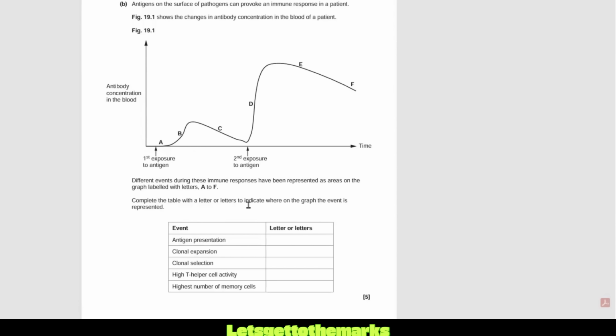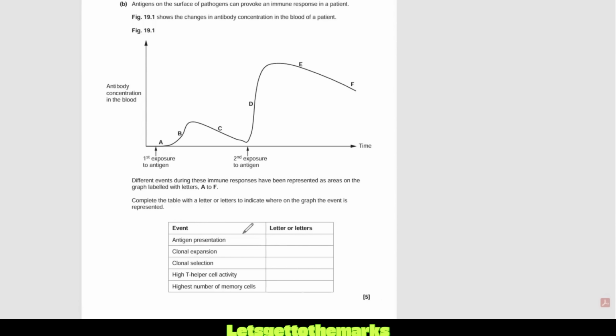Complete the table with a letter or letters, that's key there, to indicate where on the graph the event is represented. So we need to put one of these letters or more than one of these letters in each of these rows going down here. Again, you don't have to use all the letters or you can use them more than once. It's worth 5 marks. Why don't you press pause on the video and have a go, and then I'll go through the explanation. All right, let me go through it.